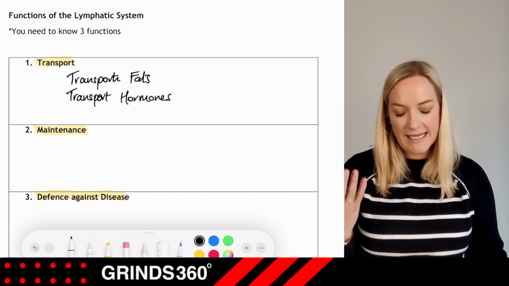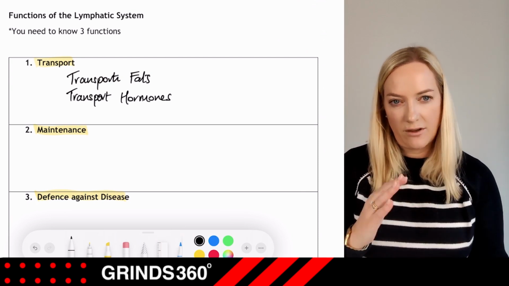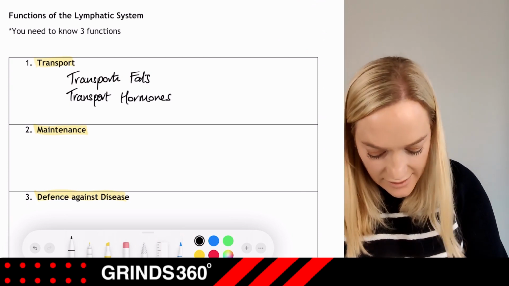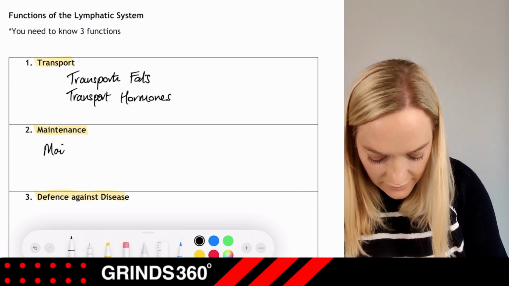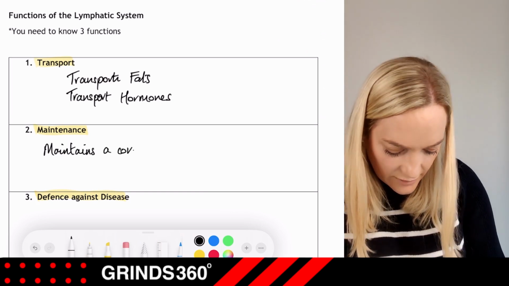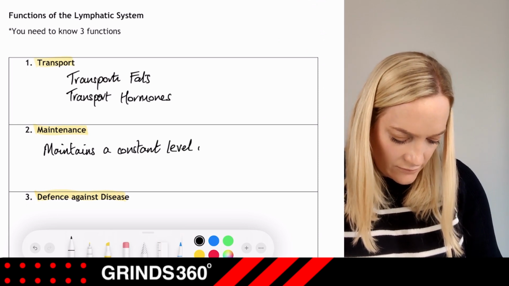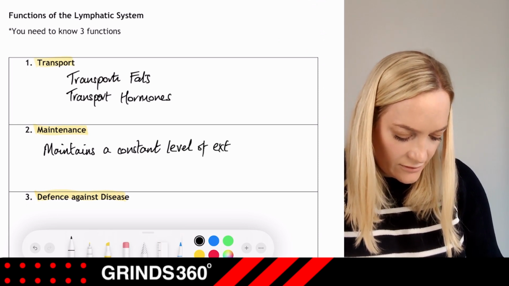Maintenance. What does it maintain? It maintains a constant extracellular fluid level of the fluid. So it maintains a constant level of extracellular fluid.